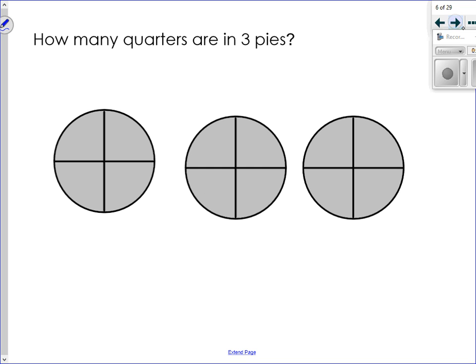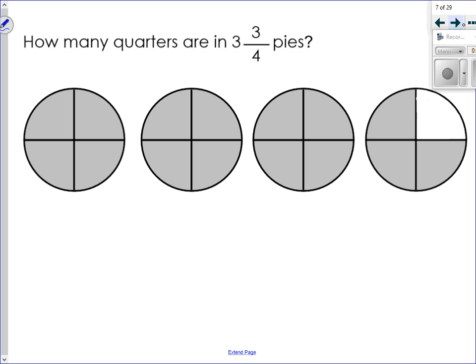Okay, let's try how many quarters there would be in 3 pies. Well, 4 plus another 4 plus another 4. That's 12 quarters. Oh, what's 12 divided by 4? 3. 3 pies.